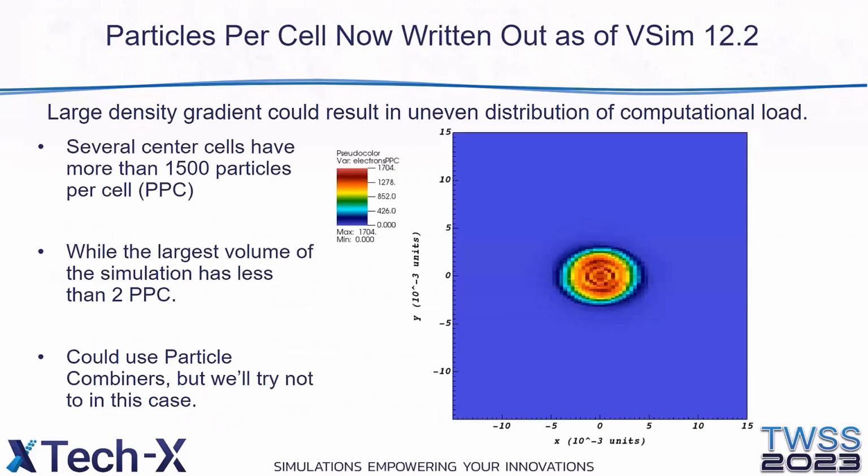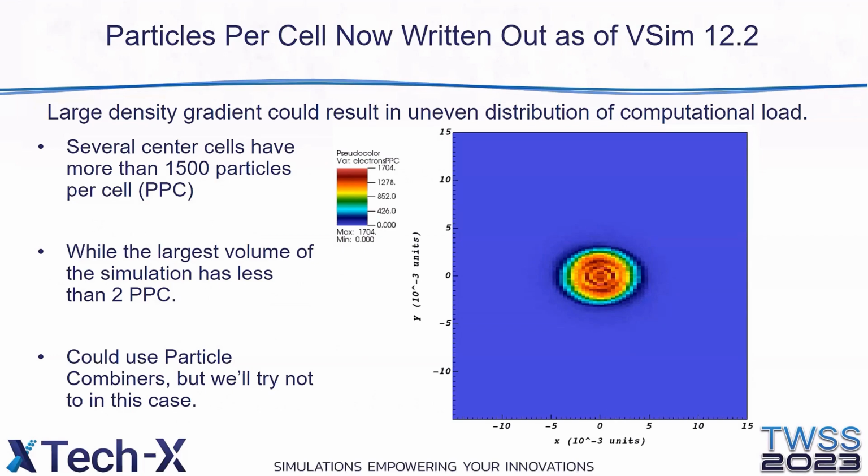As of VSim 12.2, particles per cell can now be written out. And so this is that previous image that I showed of the two-dimensional ion beam, only this time we are now looking at the number of particles per cell. And so we can see that several of these center cells have more than 1,500 particles, or in fact, just over 1,700 particles per cell, while the vast majority of this simulation volume has less than 2 particles per cell.